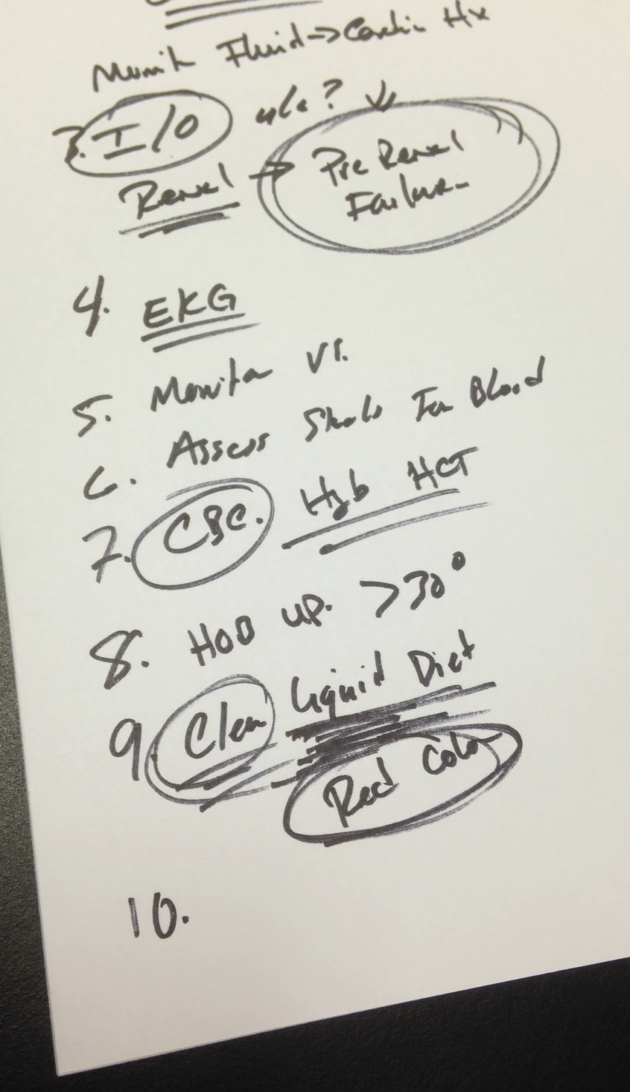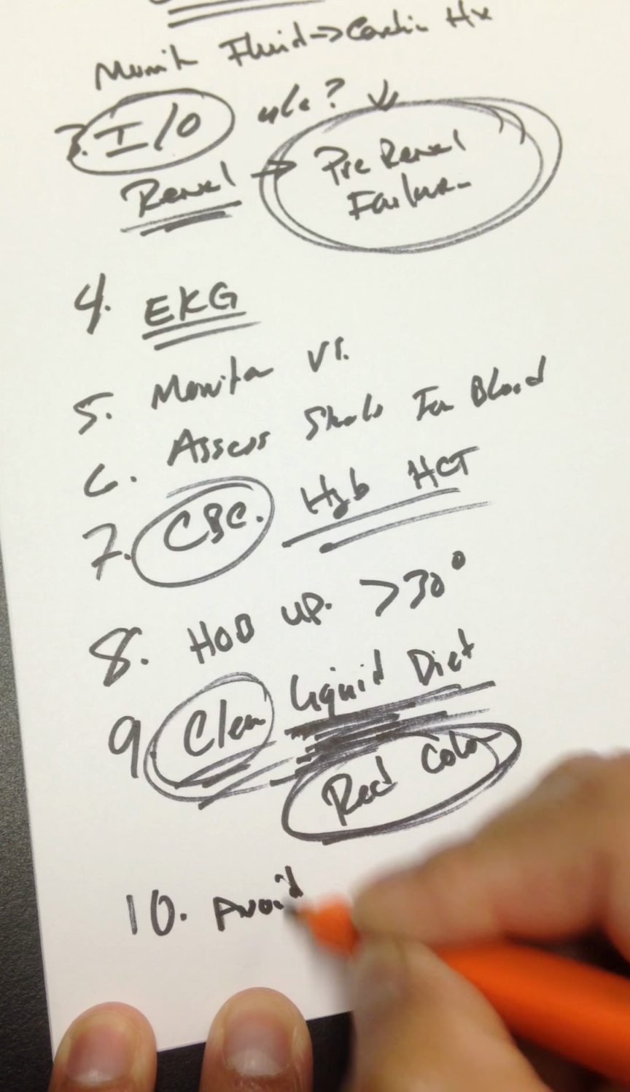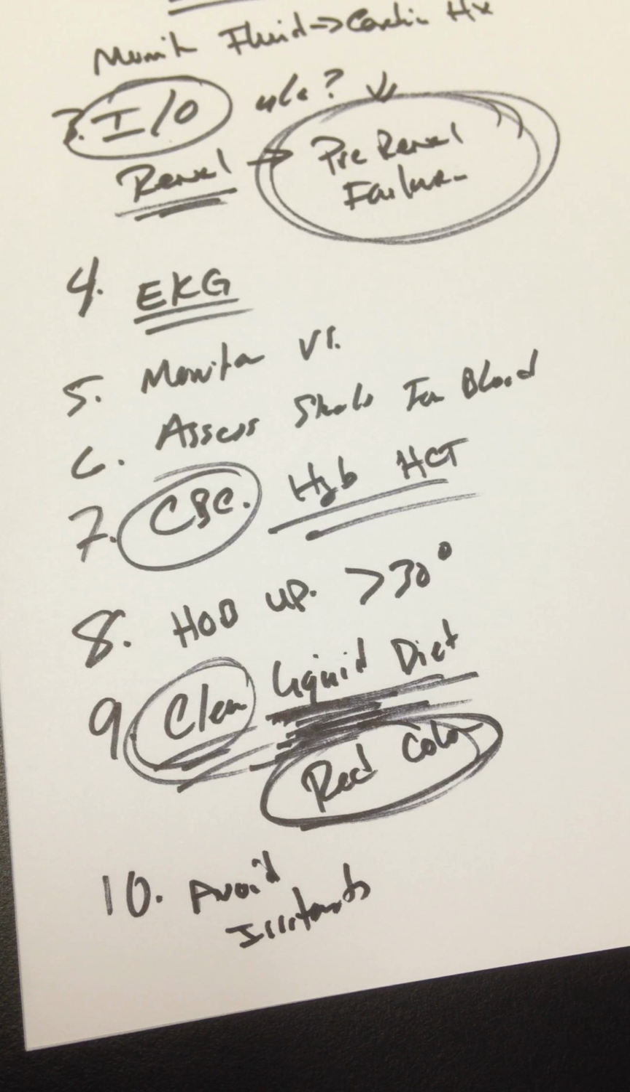Number 10. You're also going to tell your patient to avoid alcohol, caffeine, NSAIDs, aspirin, anything that irritates the stomach. So again, you're going to tell them to avoid irritants. You want to prevent a GI bleed from occurring, if at all possible.